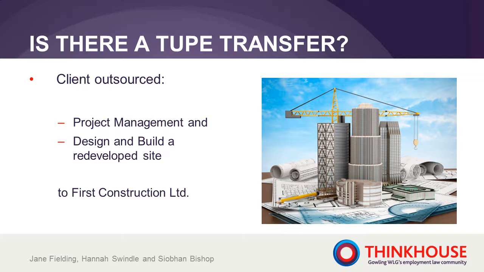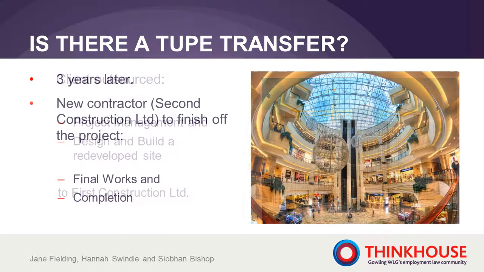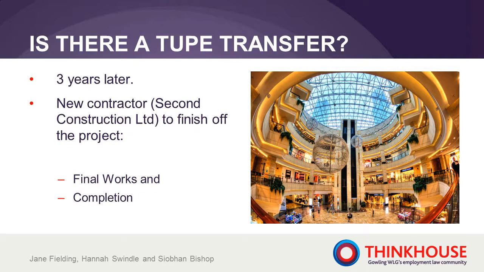the project, and unfortunately the client isn't happy with them, and they've fallen behind on key aspects of the project. So this has led the client to terminate the contract with First Construction Limited and to appoint a new contractor, Second Construction Limited, with a contract to complete the project. So this new contract for Second Construction is going to be for the remaining 22 months of that 5-year project, and they're responsible for it now until completion and opening of the development.